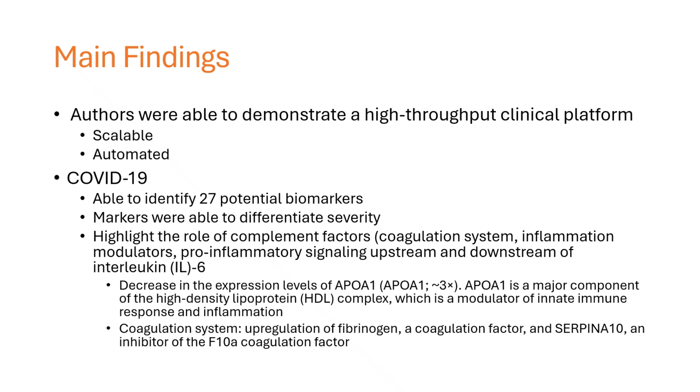Those markers were able to differentiate severity in the World Health Organization rankings, and they were able to highlight the role of complement factors including coagulation system, inflammation modulators, pro-inflammatory signaling upstream and downstream of interleukin IL-6. For example, you can see there was a decrease in expression levels of APOA1, which is a modulator of inflammation. And then in the coagulation system, there's upregulation in the coagulation factors.